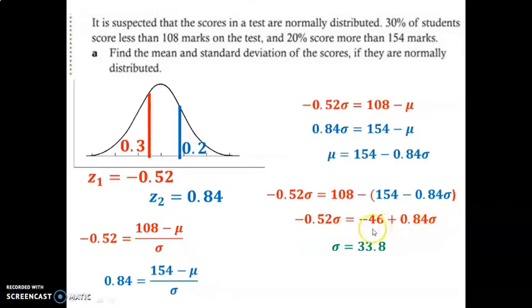So solving for standard deviation, we get this. Now taking that standard deviation, substituting in here, we can get the mean. And the mean is this value here. Great. Hey, if you were able to get those values, fantastic. Like I said, this is as tough as it gets in terms of what we do with normal distribution. So well done, and see you soon.